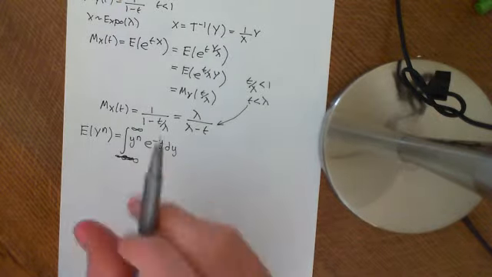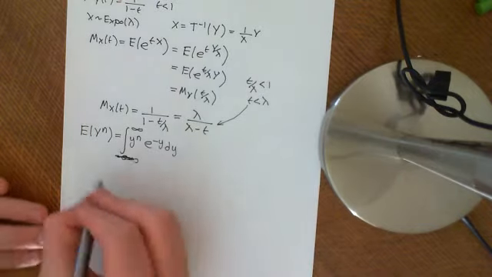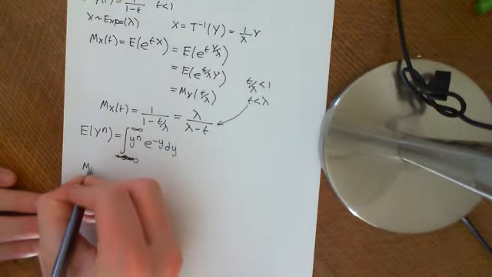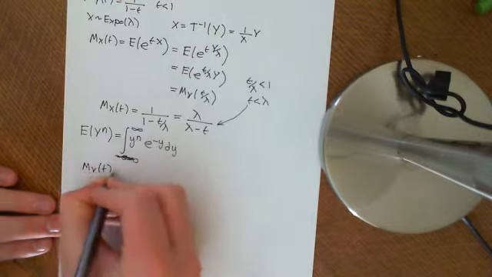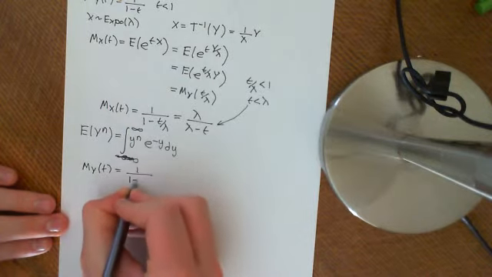So it's far easier just to now use the moment generating function, which we know: the moment generating function of y of t is equal to 1 over 1 minus t.